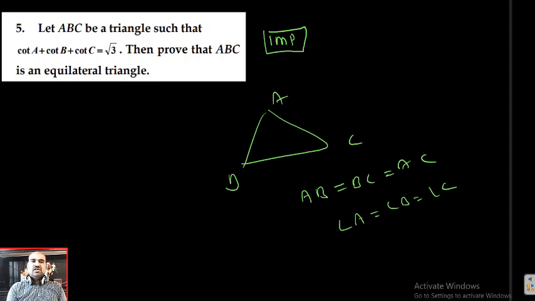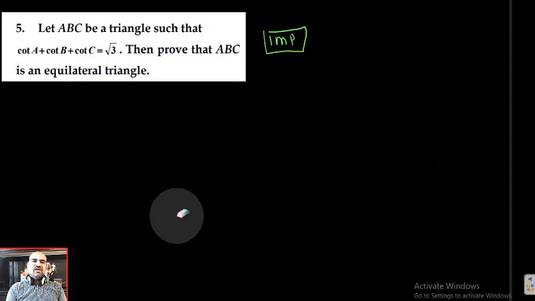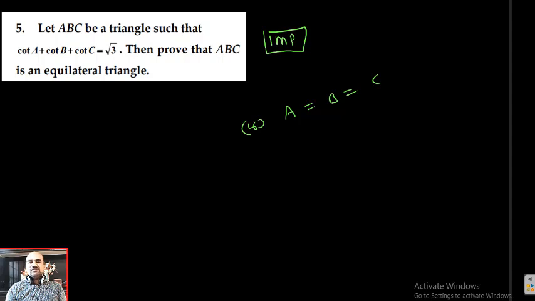So it is better to prove that angle A equals angle B equals angle C, or sin A equals sin B equals sin C, or any trigonometrical ratio like that. In this problem, it is better to prove that cot A equals cot B equals cot C. If cot A equals cot B, automatically A equals B, because here A, B, C are the angles of a triangle. If cot B equals cot C, I can say that B equals C. Cot A equals cot C, I can say A equals C. So it is better to prove that cot A equals cot B equals cot C. For that, students, listen.